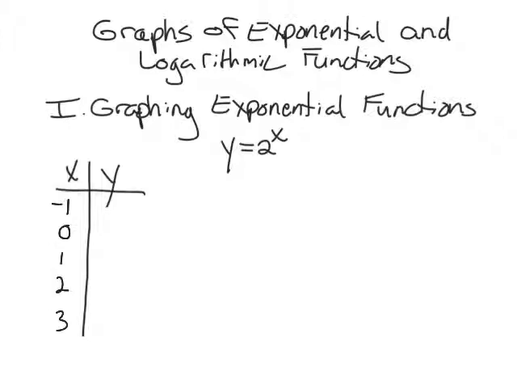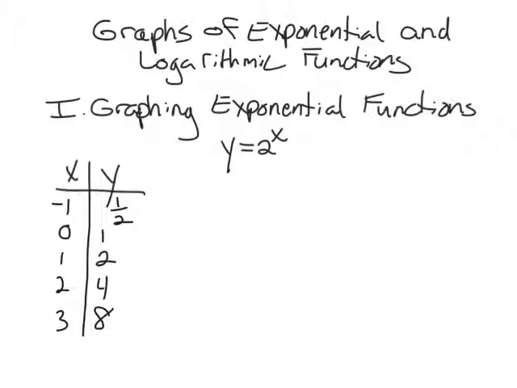So when x is -1, that means it's 2 to the negative first, which means it's 1/2. And then at 0, y is 1. And then we have 2, and then 2 squared is 4, and 2 cubed is 8. So there's my table of values, and we are going to just sketch a rough graph using these coordinate points.